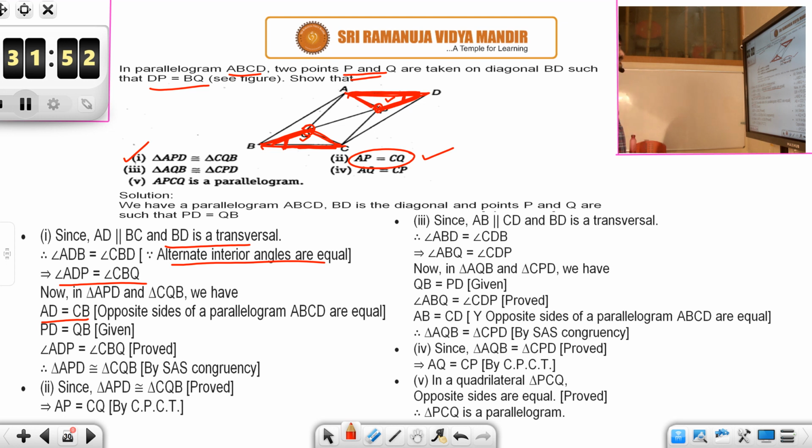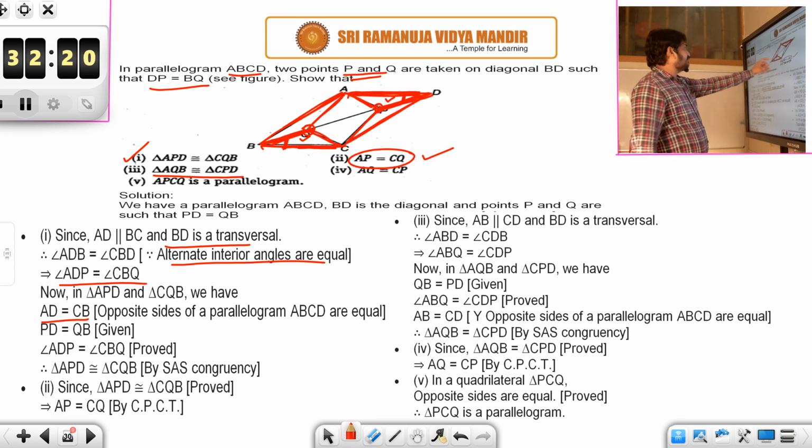Now interesting thing again, third part. In third part you have been asked to prove triangle AQB is congruent to triangle CPD. Triangle AQB is congruent to triangle CPD. Again, this is also a similar thing.